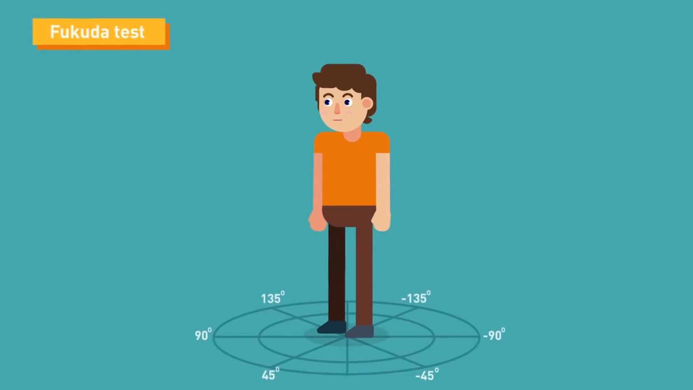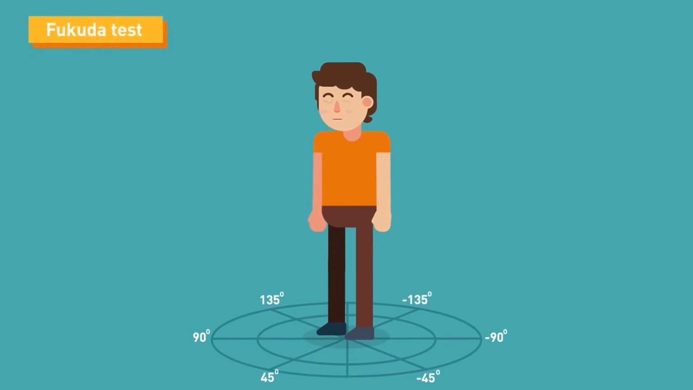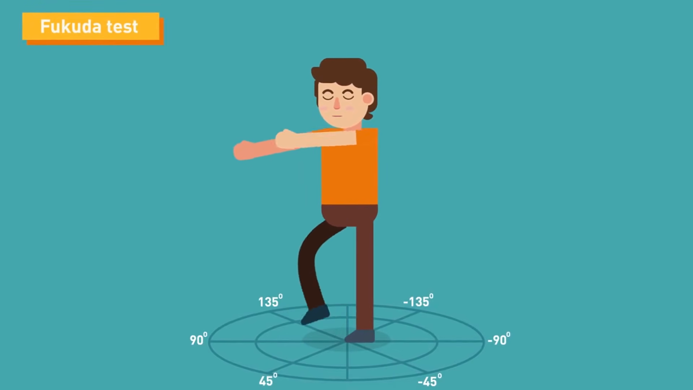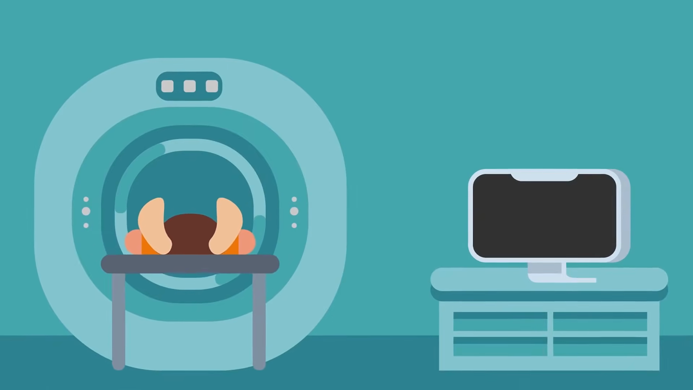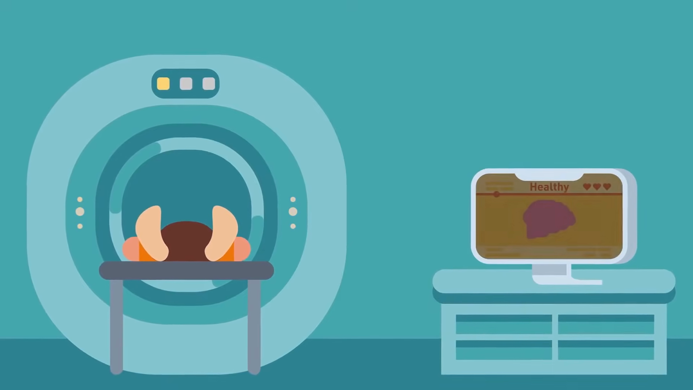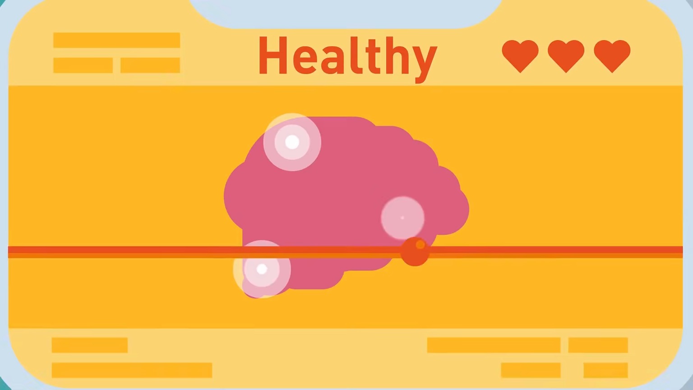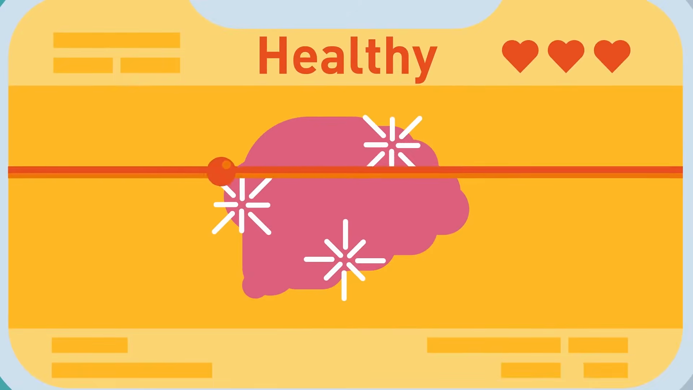Fukuda-Unterberger test. In this test, the patient will have to close the eyes and march in place while trying not to lean to the side. In some instances, the doctor will require you to undergo diagnostic imaging tests like CT scan or MRI to rule out central causes of vertigo or any tumor presence.